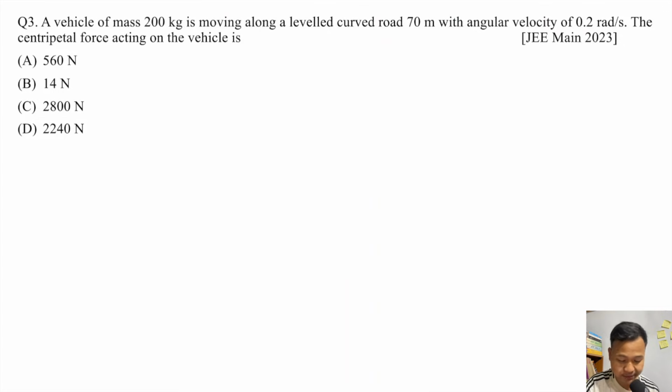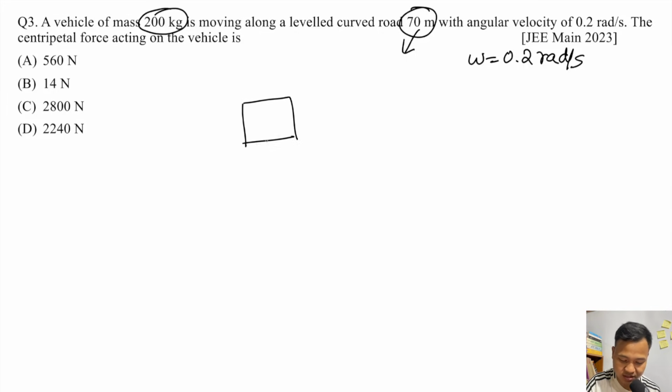Okay, question 3. A vehicle of mass 200 kg is moving on a level curved road of radius 70 meter, with angular velocity omega 0.2 radian per second. We need the total centripetal force. There is no banking of the road given. It is a circular path, so it is like this.